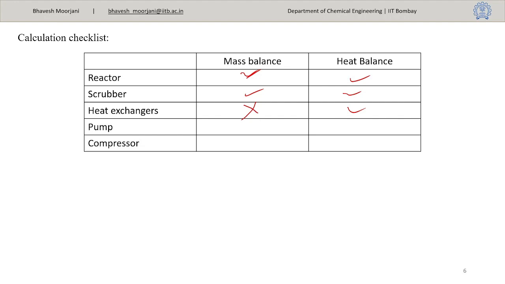Similarly for the pump also, we don't need a mass balance, since input is equal to output. There will be some leakages, but that is not our concern right now. So there, do we need a heat balance? This is also one question. For pump and compressor, we don't need a mass balance, but do we need a heat balance? Is it like we do heat balance in pump and compressor? Have you heard it? Or what should we call it then?